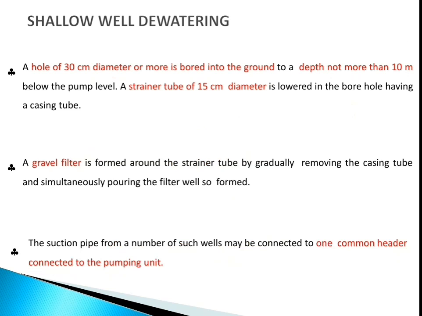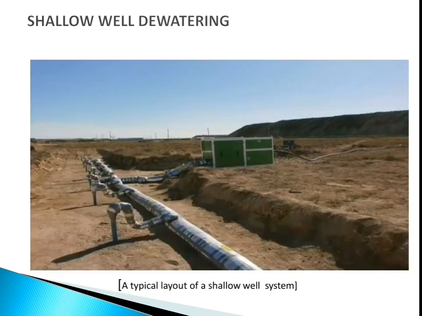Next is shallow well dewatering. A hole of 30 cm diameter or more is bored into the ground to a depth not more than 10 meters below the pump level. A strainer tube of 15 cm diameter is lowered in the borehole having a casing tube. A gravel filter is formed around the strainer tube by gradually removing the casing tube and simultaneously pouring the filter. The suction pipes from a number of such wells may be connected to one common header connected to the pumping unit. You can see the real life image and the typical layout of the shallow well point system.